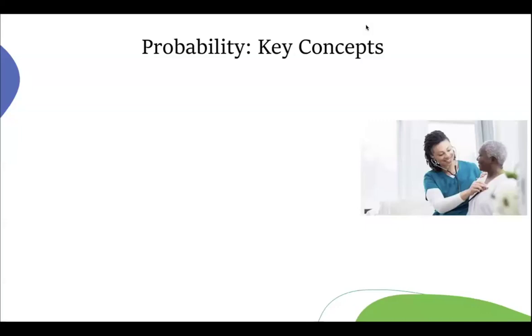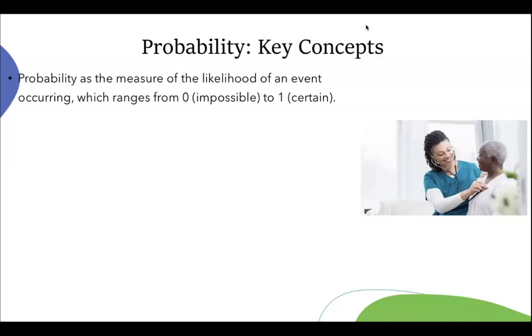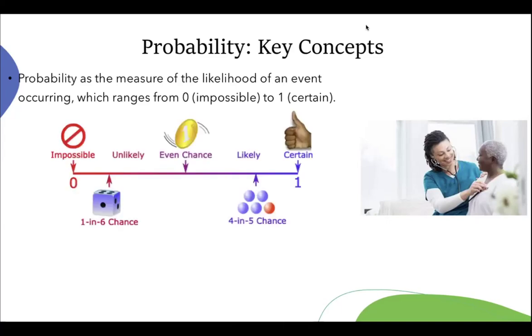So let's talk about basic probability. Some key concepts. What is probability? It's the measure of the likelihood of an event occurring, which ranges from 0, which are impossible events, to 1, which are certain events. So here's a scale that goes from 0 all the way to 1, and probability has to lie within this range. 0 being the impossible or never occurring events, and 1 being the most certain events.